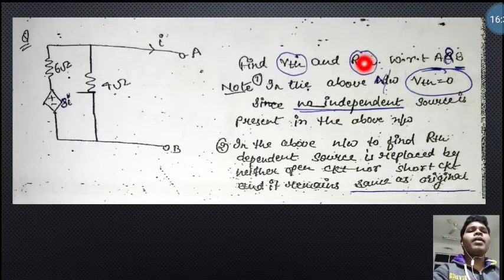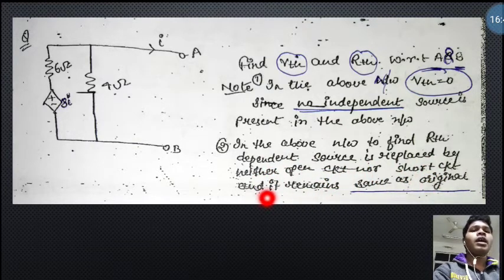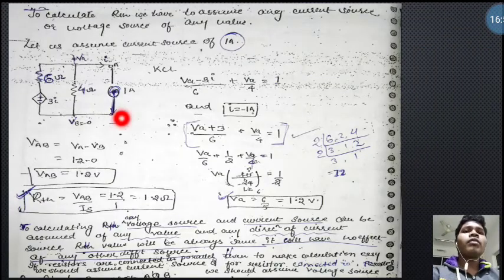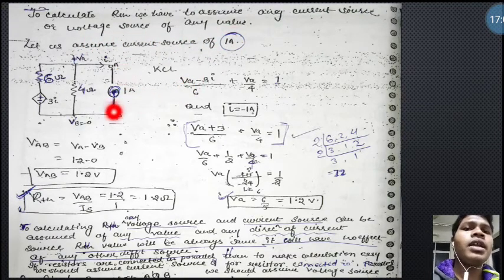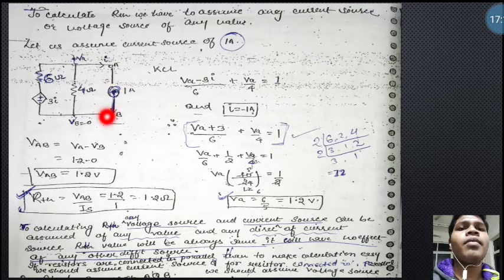And we can find the RTH. So in the above network, to find RTH, the dependent source is replaced by neither open circuit nor short circuit, and it remains the same as the original. To calculate the RTH, that is Thevenin's resistance, we have to assume a current source or voltage source of any value. At points A and B we are taking 1 ampere current flowing.